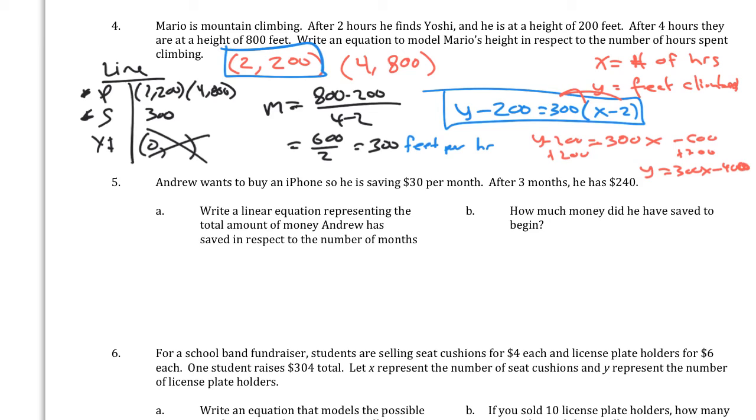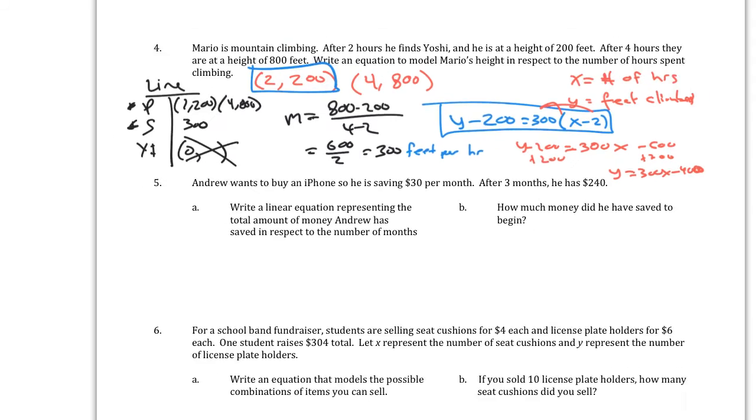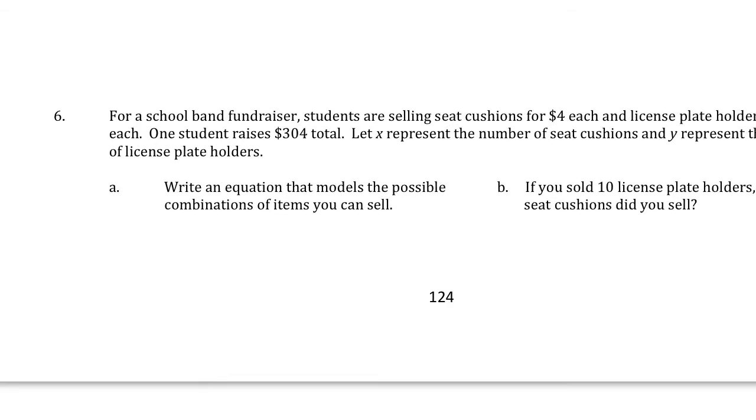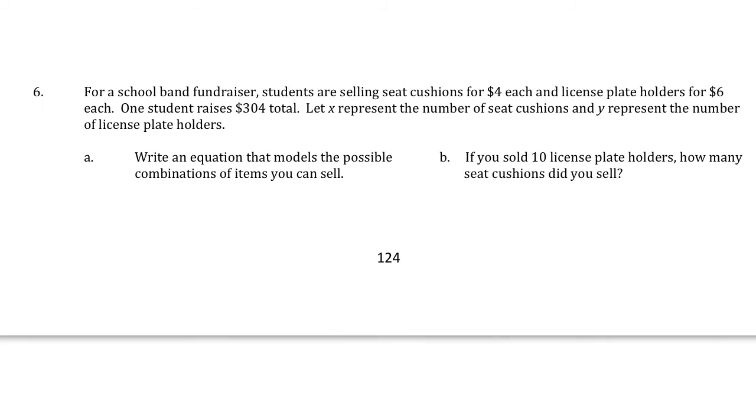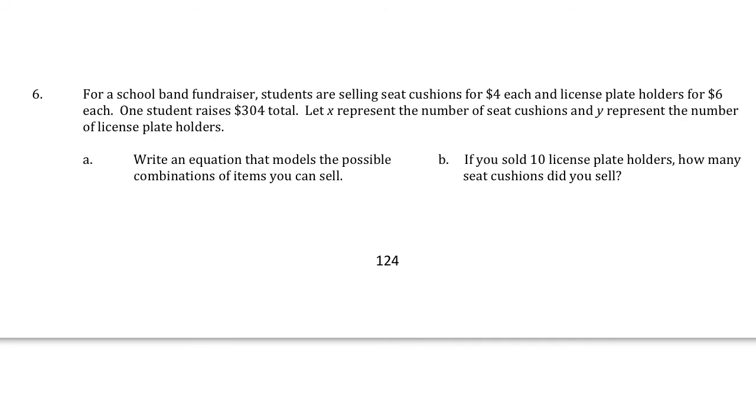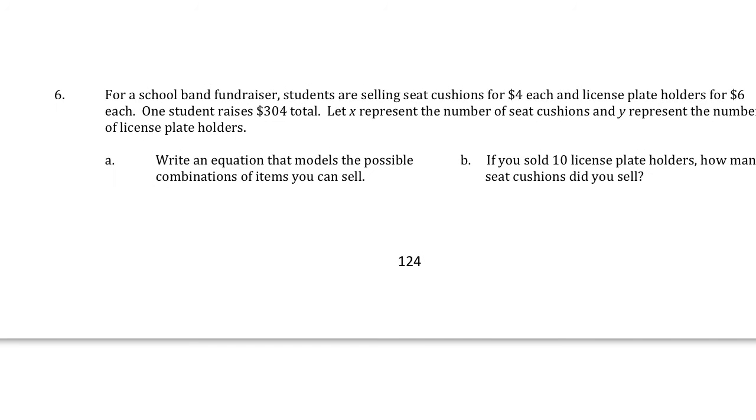All right, one more problem. We're going to do the problem at the bottom of the page, which is number 6. For a school band fundraiser, students are selling seat cushions for $4 each, and license plate holders for $6 each. A student raises $304 total. We're told here, they give us the variables, that's nice. X is the number of seat cushions, and Y is the number of license plate holders. Okay, so write an equation that models the possible combinations of items you can sell.